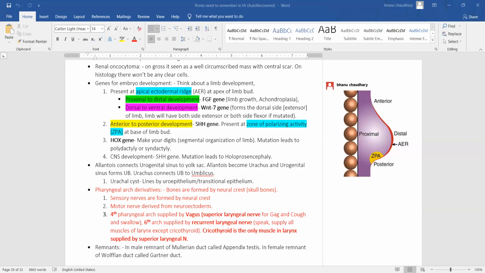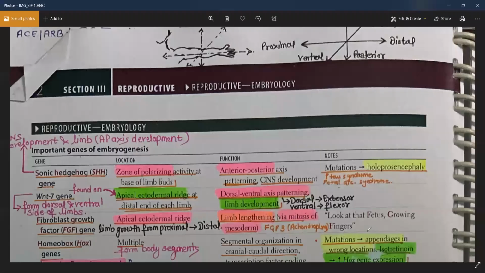Could you please repeat the effect of vitamin A? See, vitamin A actually disrupts this homeobox. It causes increased expression of this homeobox, and as a result, if the expression of this homeobox increases, then initially, let us suppose a gene is designed to make 5 fingers only. If the expression of this homeobox increases, I will have 6 or 7 fingers instead, right?